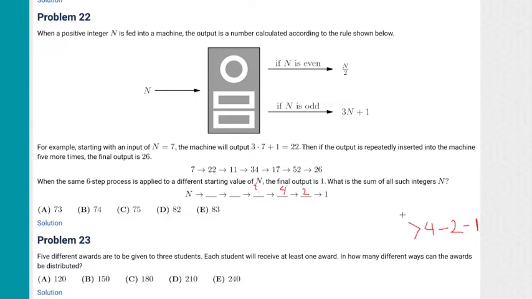We know that this can be either 8, right? Because 8 is even, so it'll divide by 2 and give you 4. And it can also be 1. Why can it be 1? Well, if you put in 1, 1 is odd, so 3 times 1 plus 1 will give you 4. We're just reverse engineering this all the way back. So now we're going to trace both of these out. Well, we know that 1 can only come from 2, right? That's our next input. 2 divided by 2 is 1.